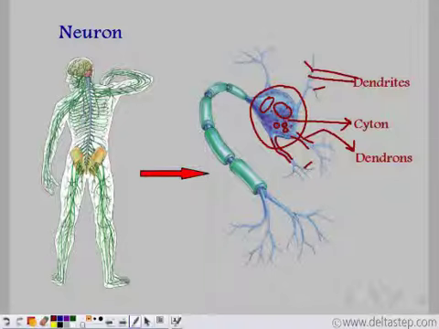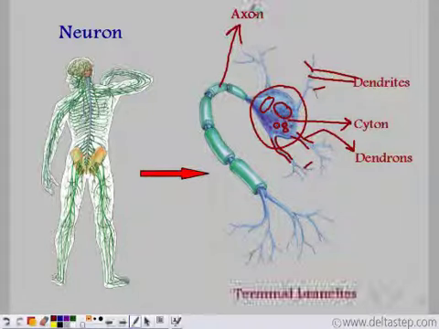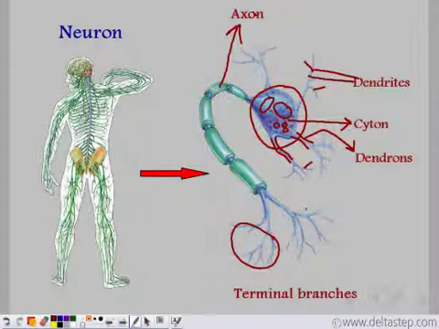Now one such dendron elongates to form this structure. And this structure is known as the axon. So one dendron elongates to form this structure, which is known as the axon. Now the axon ends in these terminal branches. So axons end in terminal branches. These are the terminal branches of a neuron.